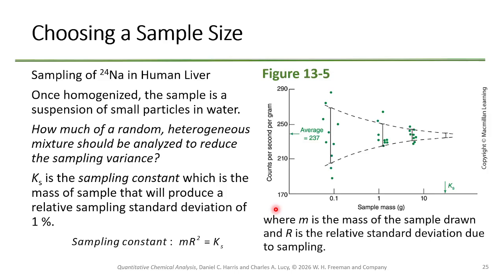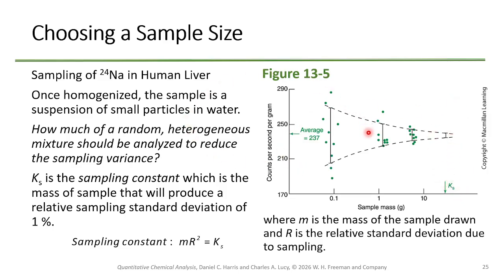So this is actually sampling of 24 sodium in the human liver. If you homogenize this, the sample is going to be a suspension of small particles in water. This is the counts per second per gram here. This is your sample mass over here. And so how much of a random heterogeneous mixture should be analyzed to reduce the sampling variance here? Your Ks is going to be the sampling constant right there. That's going to be the mass of the sample that will produce the relative sampling standard deviation of 1%. And so that would be your Ks right there.